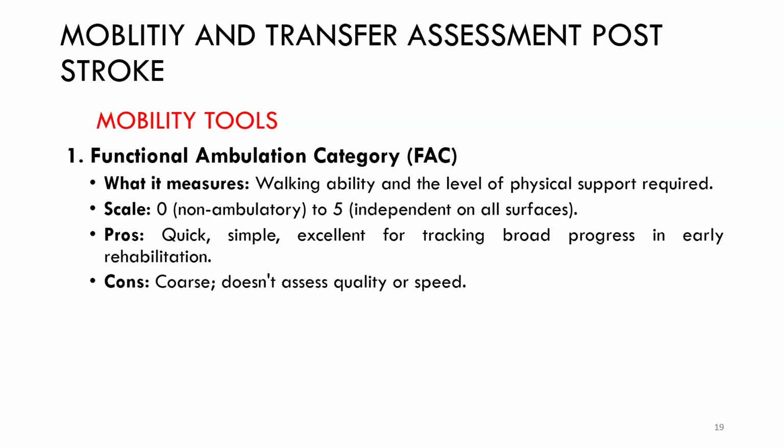0 means the individual is non-ambulant, and 5 is when the individual can perform tasks across different terrains, maybe on uneven surfaces, maybe going up and down the stairs, and whatever terrain or obstacles that you introduce, the individual can navigate the environment.